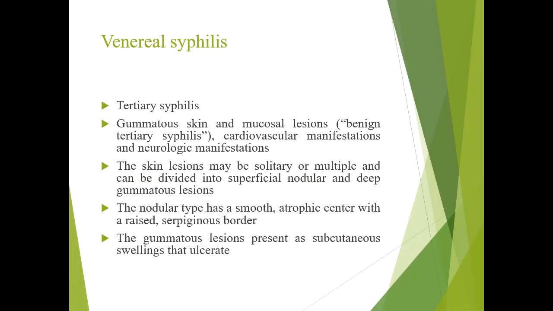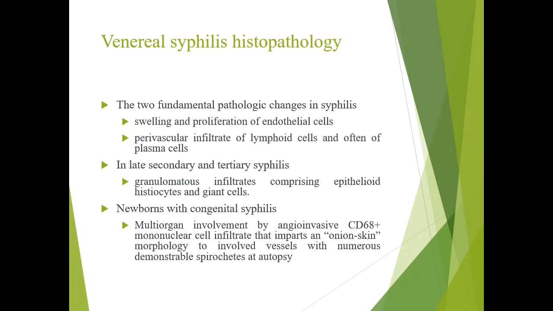Fundamental pathologic changes in syphilis include swelling and proliferation of endothelial cells, and a perivascular infiltrate of lymphoid cells and plasma cells. In secondary and tertiary syphilis, granulomatous infiltrates comprising epithelioid histiocytes and multinucleated giant cells are present. In newborns with congenital syphilis, there can be multi-organ involvement by an angioinvasive mononuclear cell infiltrate that imparts an onion-skin morphology to involved vessels, with numerous demonstrable spirochetes at autopsy.